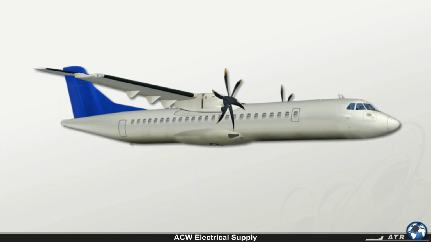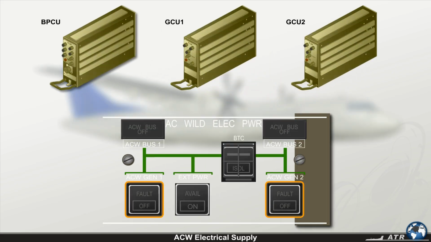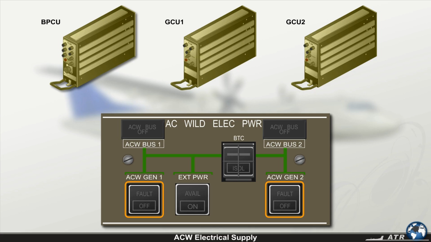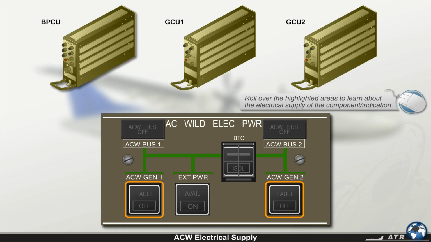The ATR 72-500 components, controls, and indications responsible for the generation and distribution of the AC wild power also need electrical power to perform their job. Similar to the AC constant frequency system, the AC wild system's components also use two types of electrical power, AC wild and DC, to ensure proper operation. By rolling over the highlighted elements with the mouse, you may see and hear how some of them are electrically supplied. For a complete list, refer to the FCOM 1 electrical system.